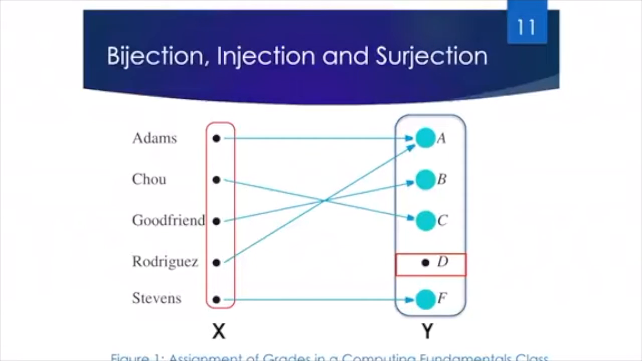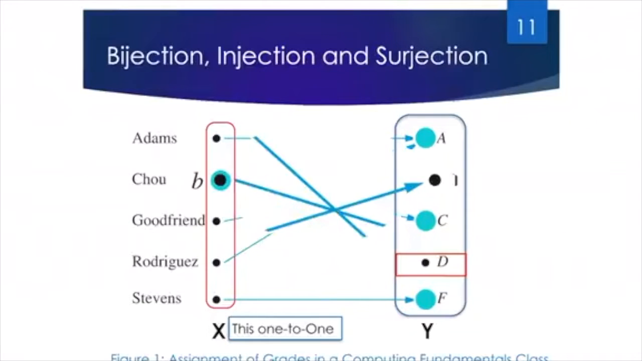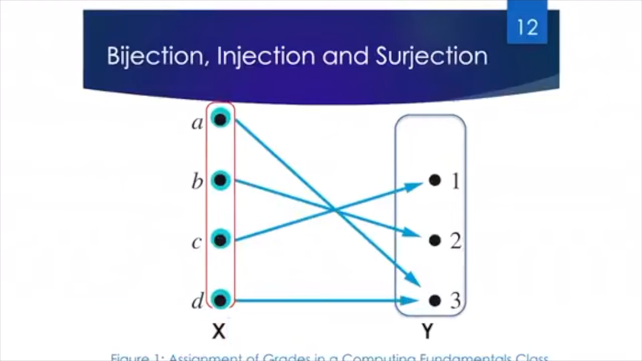Another example. If we have the elements of the set X and the set Y, A is mapped to 3, B is mapped to 2, C is mapped to 1, and D is mapped to 3 again. Now all elements in the set Y are covered, but A and D in the set X have been mapped to the same element in Y. So this is not a one-to-one function, but it is an onto function.